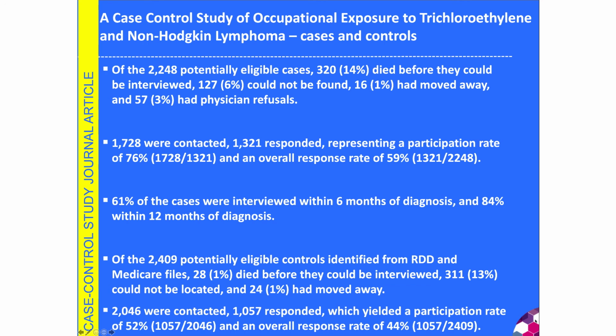And it took them 12 months to interview 84% of the cases. And the number of controls was 2,409, of which 28 died before they could be interviewed, 311 could not be located, and 24 had moved away. And of the 2,046 controls who were contacted, 1,057 responded, which was a response rate of 52% of those contacted, and only 44% of those who were eligible to be controls.